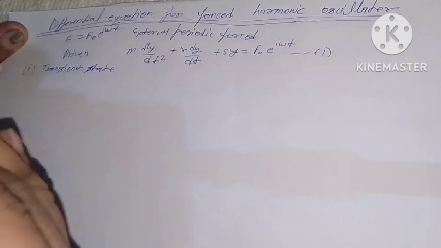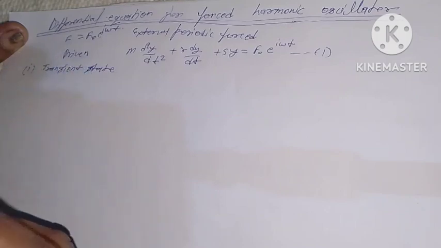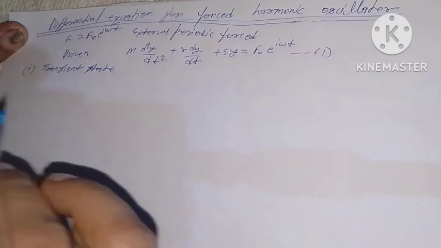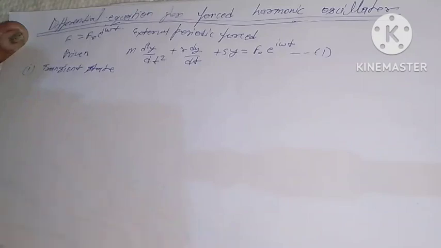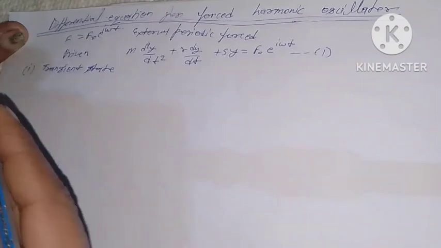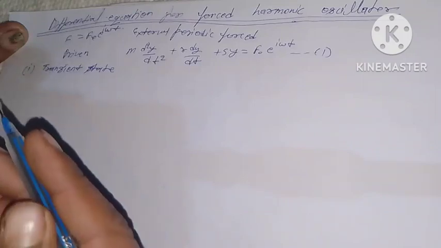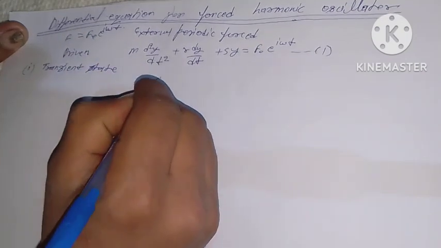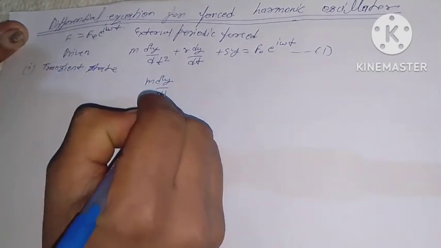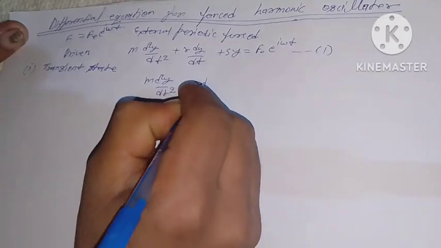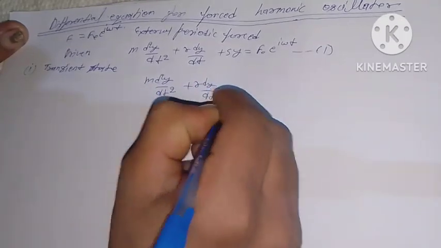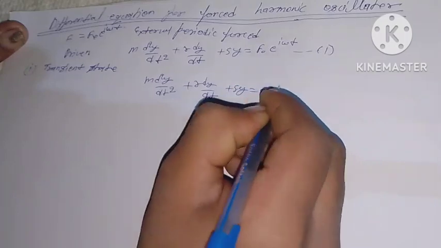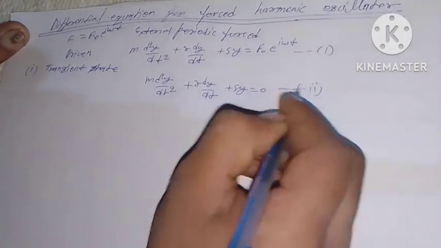During this time, the natural oscillations of the system will prevail and the system will behave as if no external force is acting. The displacement of the oscillation is therefore given by the solution of the equation m d square y upon dt square plus r dy by dt plus s y equal to 0. This is equation number 2.